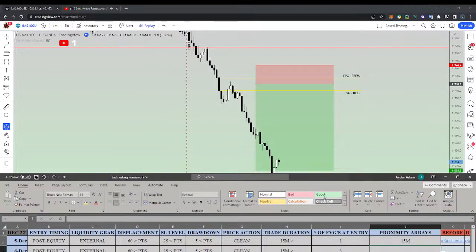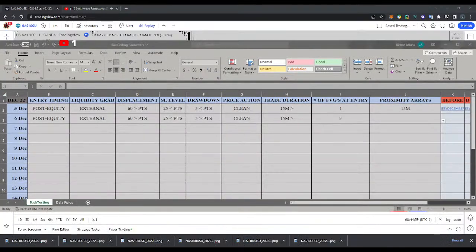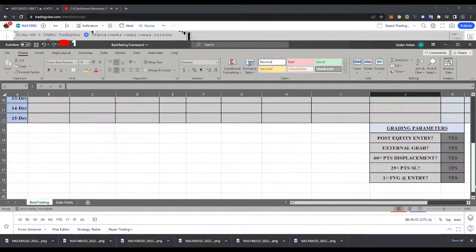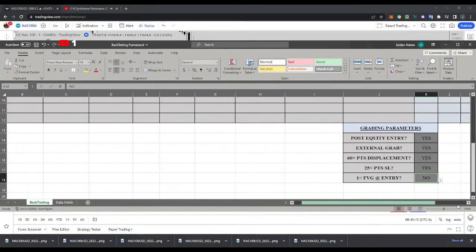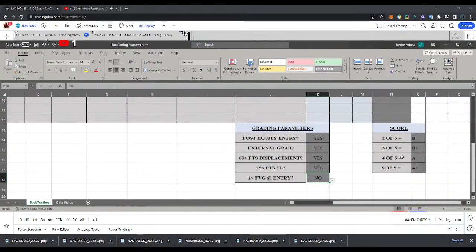So in this case, we have 4 out of 5 of our qualities. Let me pull this up so you can see. One fair value gap entry. No, there was more than one, so we'll make that no. And that gives us a grade of A. So instead of an A+, we've got an A setup, which is still great.